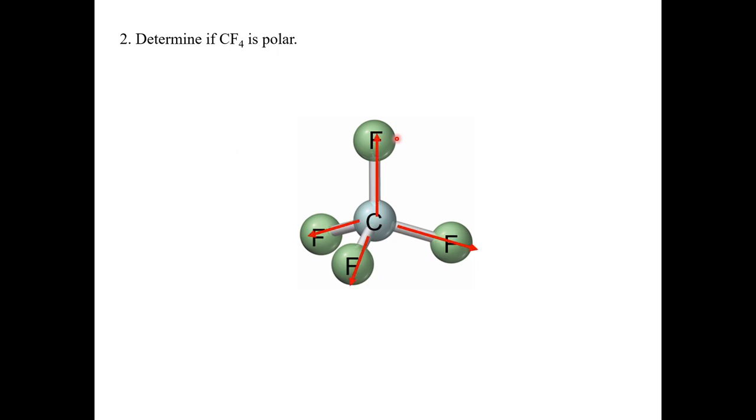Okay, so we're gonna draw our arrows. Here they are. Now the next step, is this molecule polar? The answer is no. Why? Because all of our bonds are identical. All of our terminal atoms are fluorine. Also, all of our bond angles are the same. So think about a pretend tug of war. This carbon is not going to go anywhere because the magnitude of the vector, the strength of the bond, the polarity of the bond is the same in all four bonds. Also, all four bond angles are 109.5 degrees. So CF4 is nonpolar.